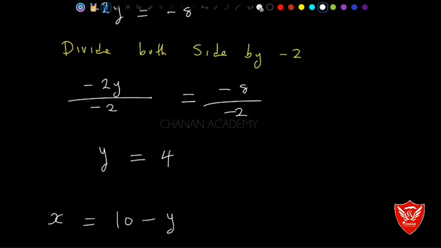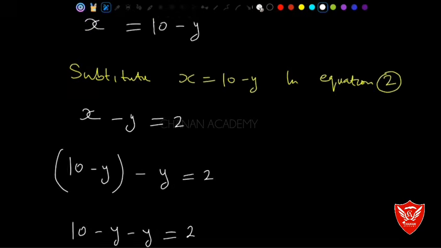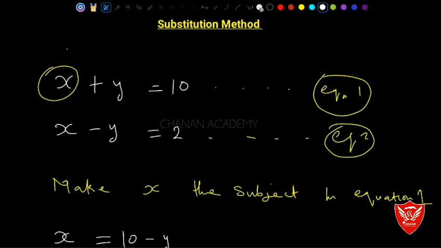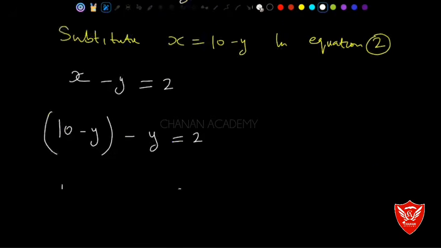Now, if we go back to the top to see if our answer suits the equations, let's look at it. x is equal to 6 from equation 1, and y is equal to 4. So 6 plus 4 is equal to 10. From equation 2, x is equal to 6 again, minus 4. 6 minus 4 is equal to 2. So that means our solution is correct. Let's take another example to explain more.